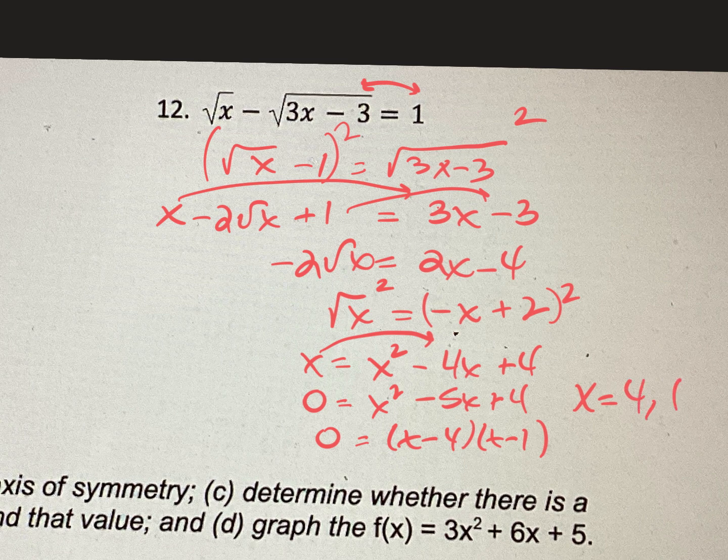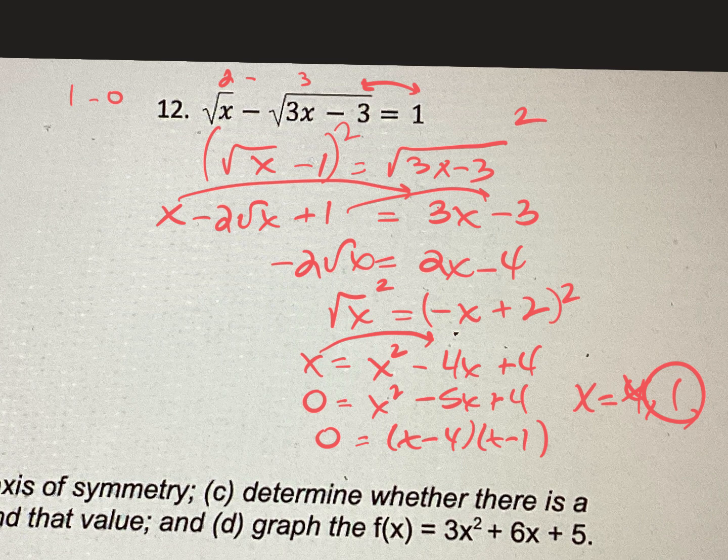Going to plug those in real quick. If I plug in 4 here, that'd be 2 minus 4. 3 times 4 is 12 minus 3. 2 minus 3, that doesn't work. 4 is not good. If I plug in 1, I get 1 minus 0. That is good. So 1 is the only solution.